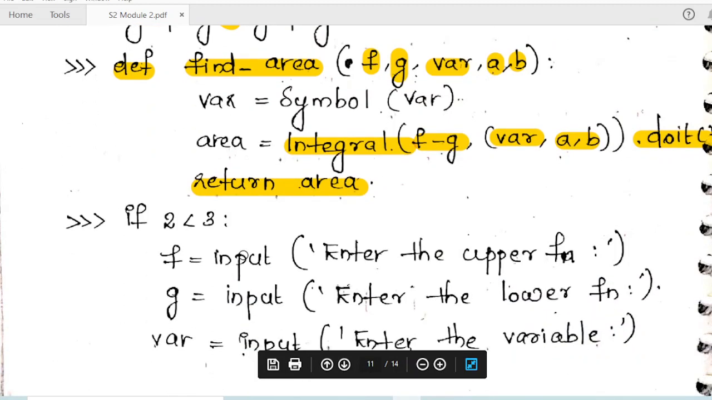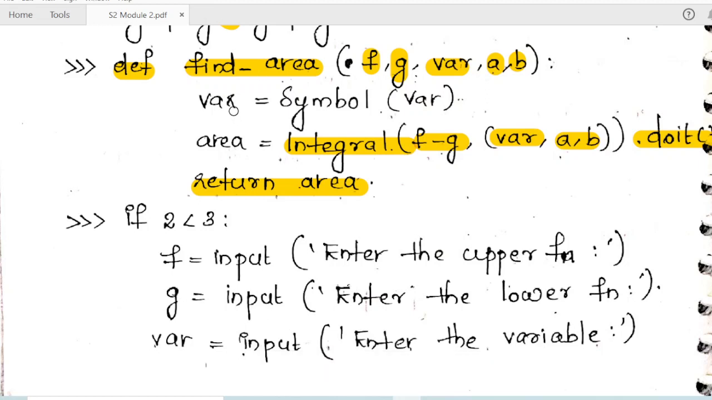Now this much is our definition of the function. Let us put the input function. I already told you there are 5 variables that we need to input. First, for that we are going to begin with an if-else statement.